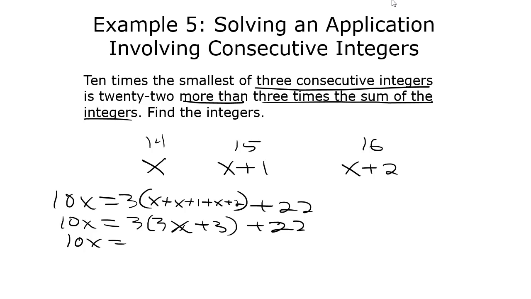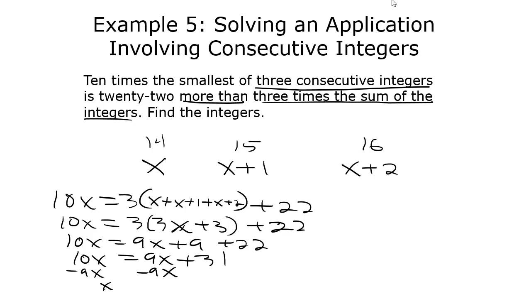10x equals 3 times 3 is 9x. 3 times 3 is plus 9, plus 22. Combine like terms on both sides of the equation, so there's nothing to do over here. There's no x's over here, but the 9 and the 22 gives us 31. Then isolate our variable, move it all to one side, and we get x equals 31. And we're done. We found our 3 integers, right? It's 31, 32, 33.